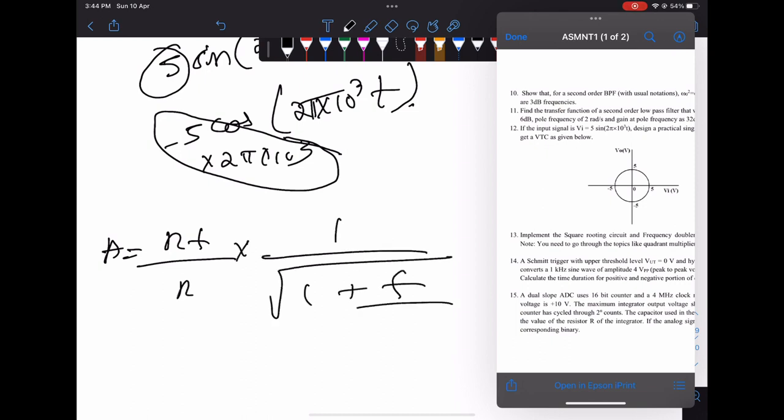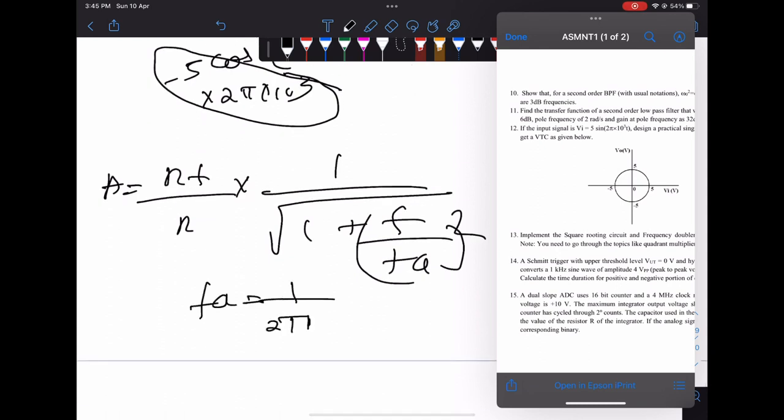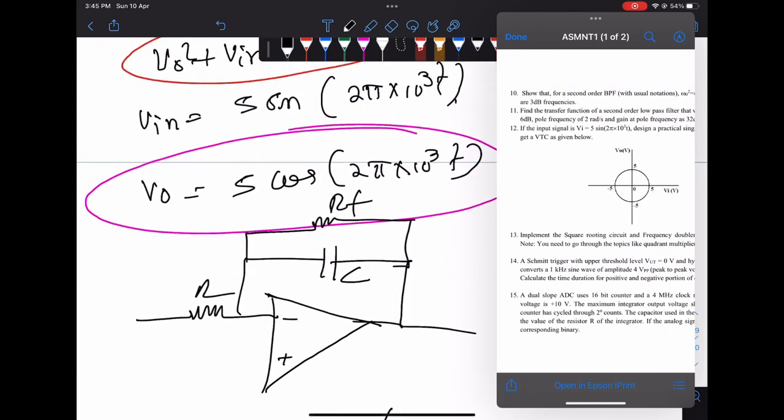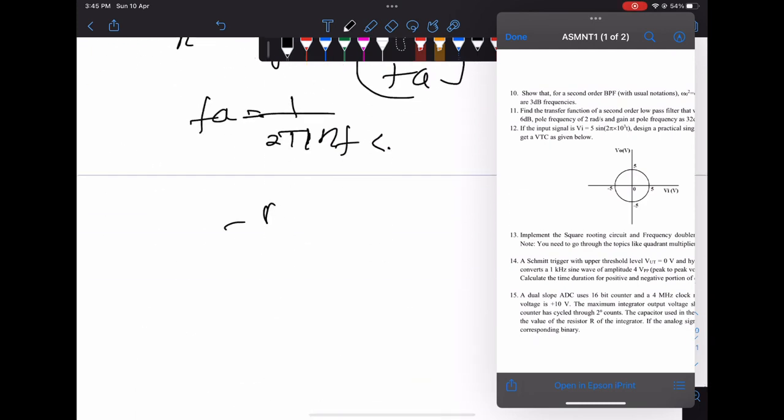It's very clear: just draw that practical integrator, convert to the Laplace domain, find the relation between Vin and Vout, and take the magnitude of that, so that we can get the voltage gain. Here, the output we should get is 5 cos itself, which means the voltage gain should be 1. So A should be 1, and you can put some random values for C and Rf so that at the frequency 10 to the power 3 you get gain as 1. You can put random values for C and Rf and get the value of R. That's up to you.